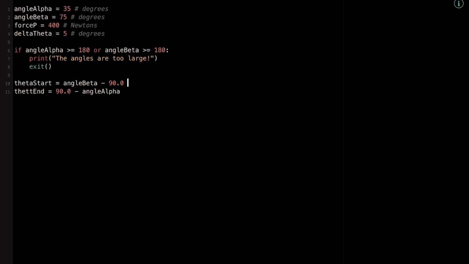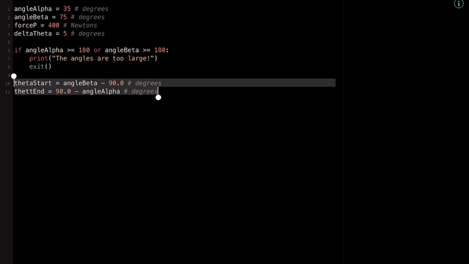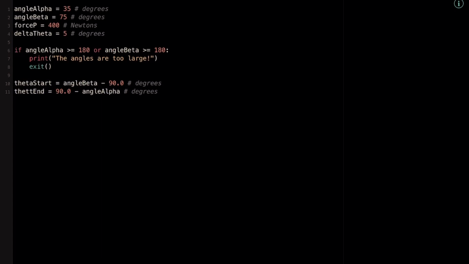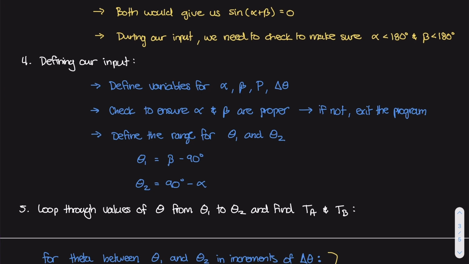Both of these values are going to give us degree values. I keep writing degrees here because it's going to be super important when we start calculating tension of A and tension of B. We're going to have to use the sine function, and sine takes in values in radians, so we're going to have to convert from degrees to radians. For now, we've defined both our theta start and theta end, and I misspelled theta end, so I'll change that right here. Again, if you don't know where these values are coming from, it's beta minus 90 and then 90 minus alpha.